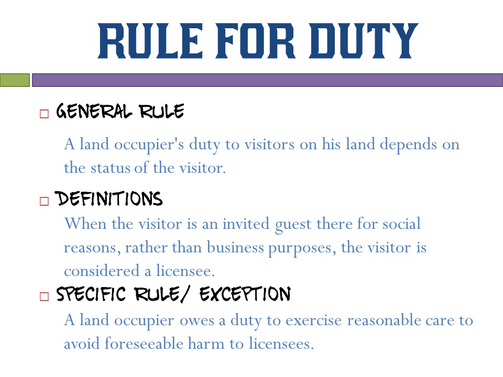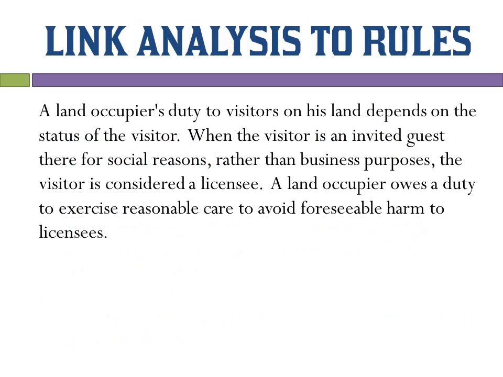And then you have your more specific rule. A land occupier owes a duty to exercise reasonable care to avoid foreseeable harms to licensees. Okay, so you see the three parts of that rule. Start with the general rule, then you have a definition, then you have a more specific rule. So here we have those same three sentences, now all in the form of a paragraph. So it looks more like what your rule would look like.